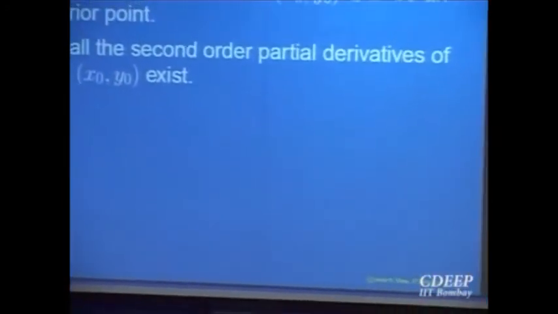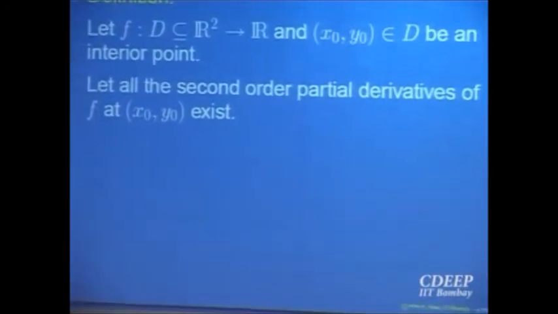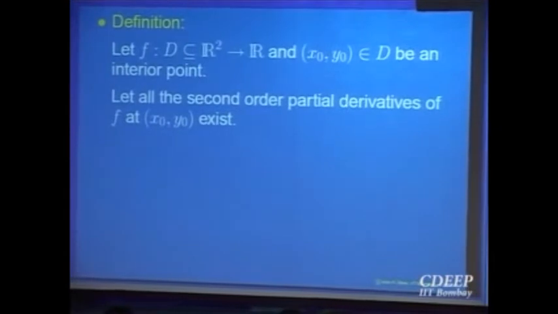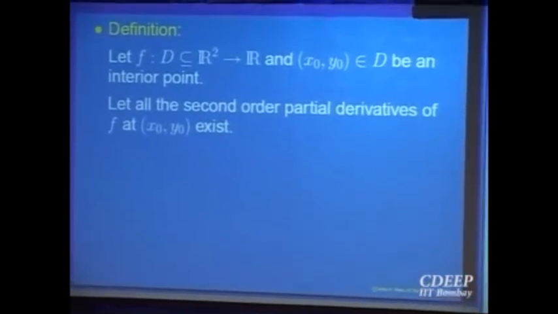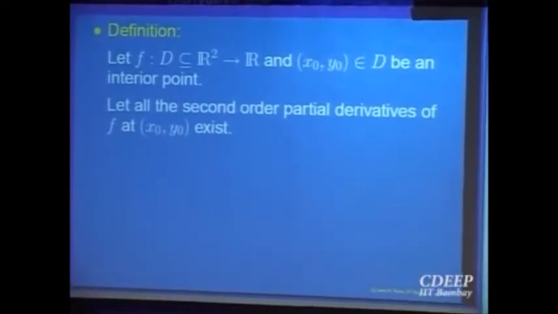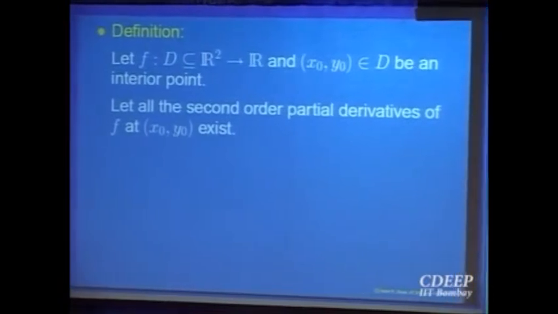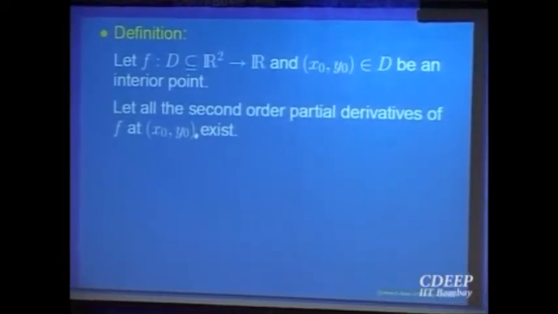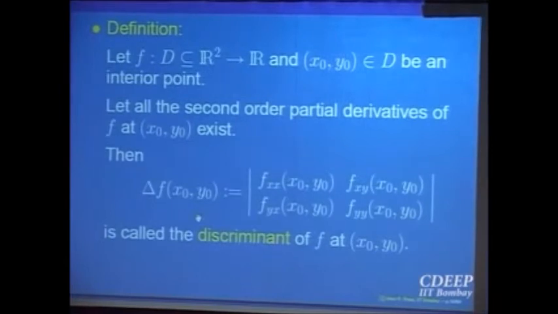So let us look at a function of two variables f(x,y). (x0, y0) is an interior point. Recall in a function of one variable also we only looked at interior points, right? Because the derivative being equal to 0, that necessary condition, was only for interior points. And let us assume that the second order partial derivatives of this function exist.